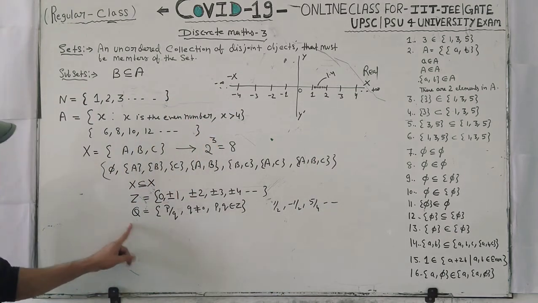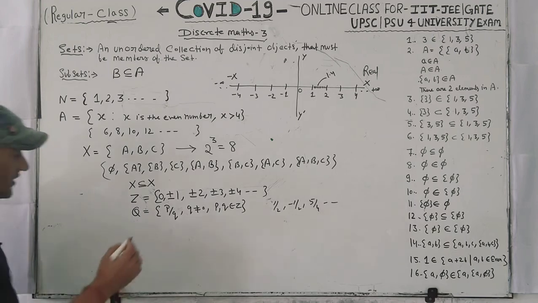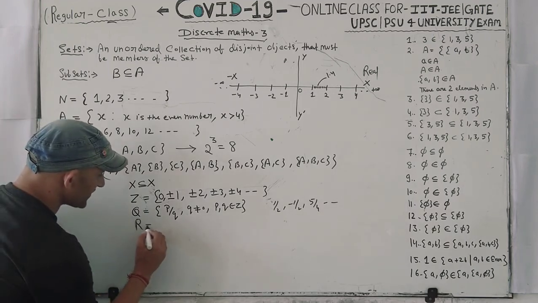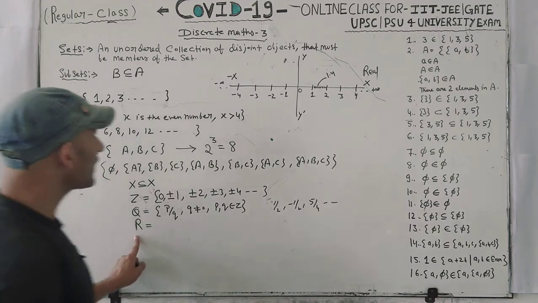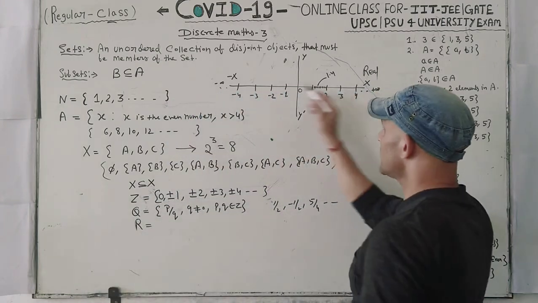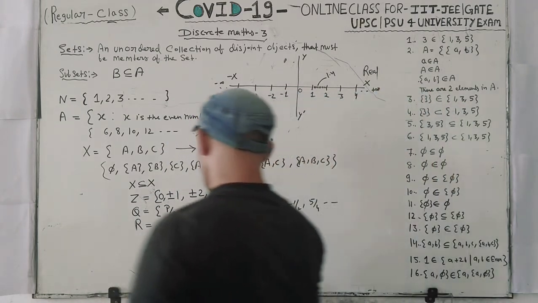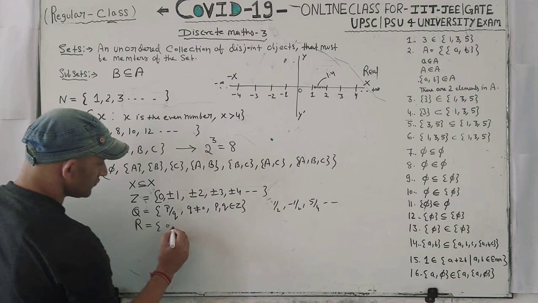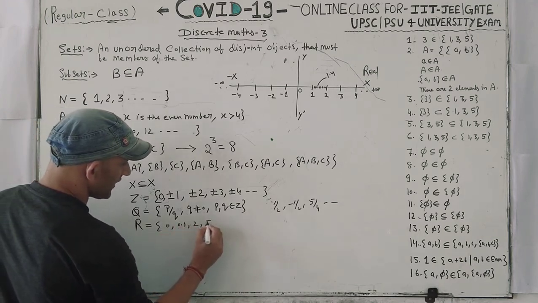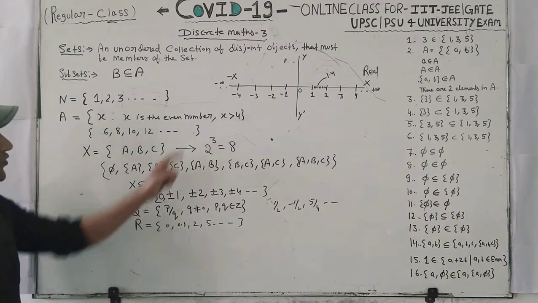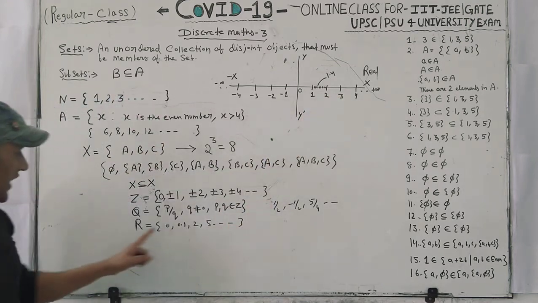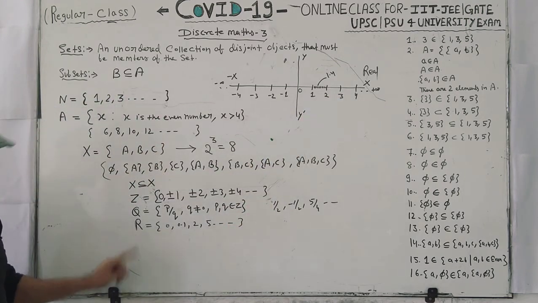The next one is the real numbers, represented by R. We have already covered R. You can take anything: 0, 0.1, 2, 5, anything you can write. Anything you take from here will be a real number.